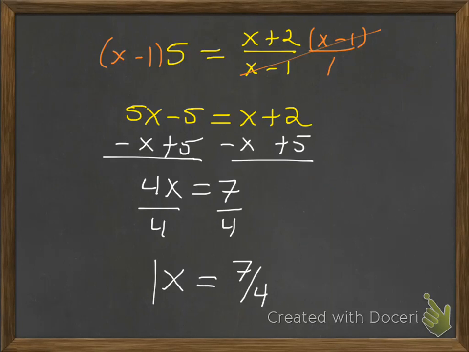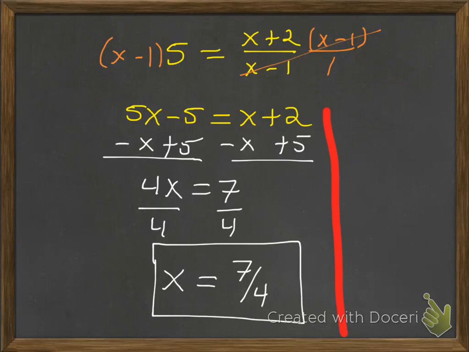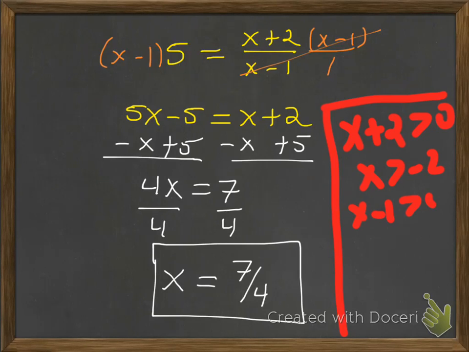Now what I did not do is I didn't go and look at my restrictions. Well, we can look at that right now. One of the arguments was x plus 2. And we want that to be greater than 0, so x needs to be greater than minus 2 is one of my restrictions. The other argument was x minus 1 needed to be greater than 0, so x had to be greater than 1. And that's the more restrictive of our restrictions. It's more restrictive to be larger than 1. 7 over 4 is certainly larger than 1, so this one is a good solution.